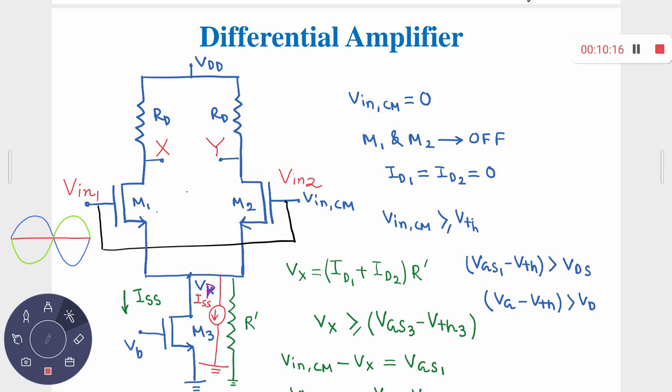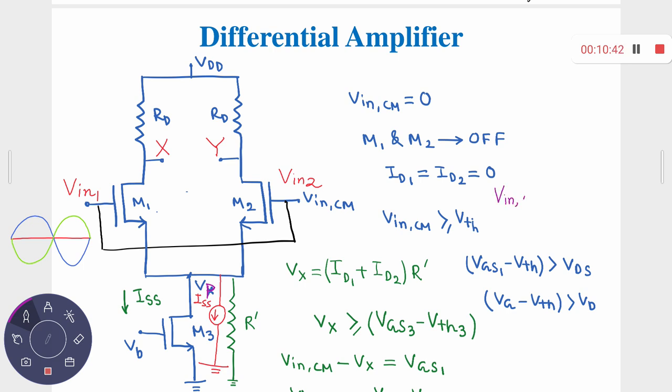If it is VTH, then obviously now this M3 will be there in the triode region. It will carry some current. But what is our objective? To make all these three transistors M1, M2, M3 operate in saturation. So what can I write here? This VNCM, what is that?